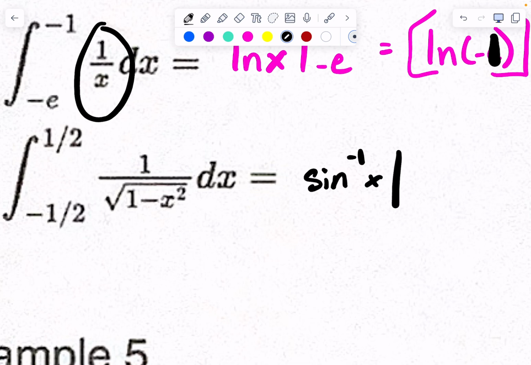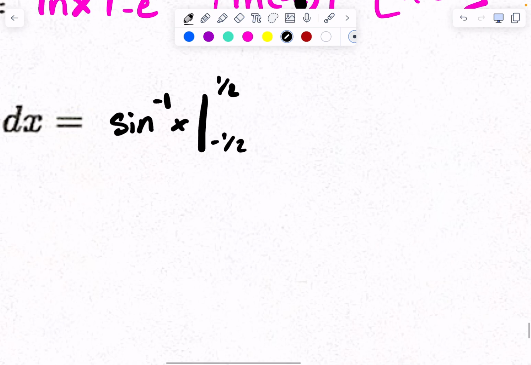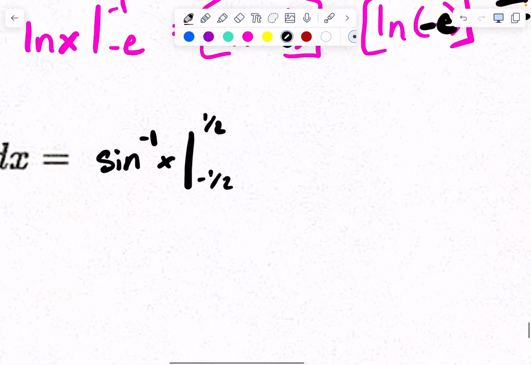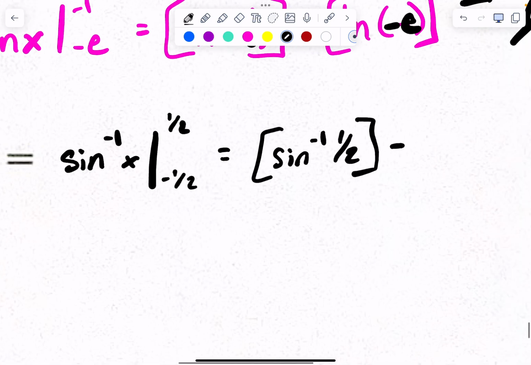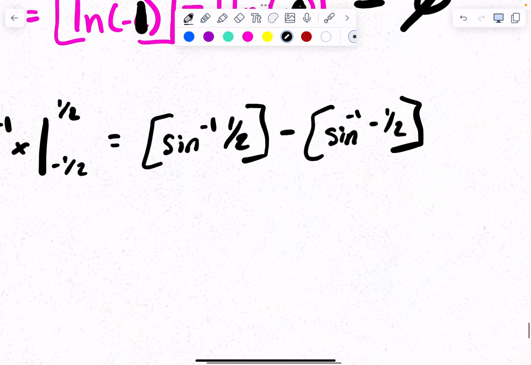Can't we do inverse sine from -1/2 to +1/2? We can go to 0 and double it. Inverse sine is not symmetric to the y-axis, so the zeros don't matter. So we do inverse sine of 1/2 minus inverse sine of -1/2. You can type it in if you want to, or look on your unit circle.